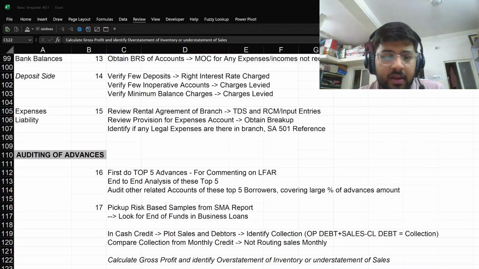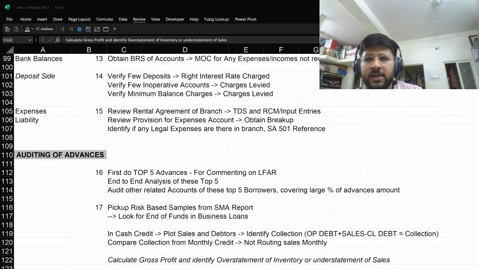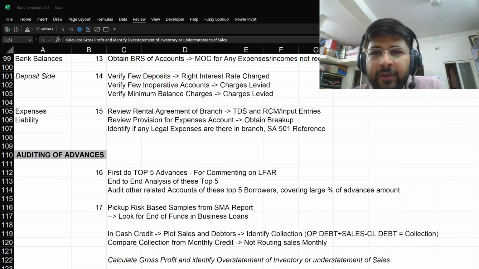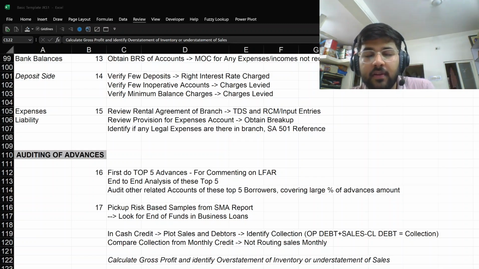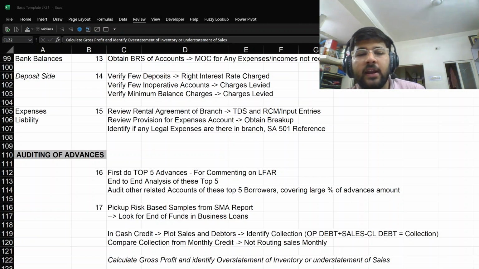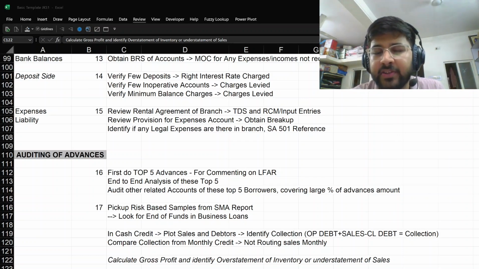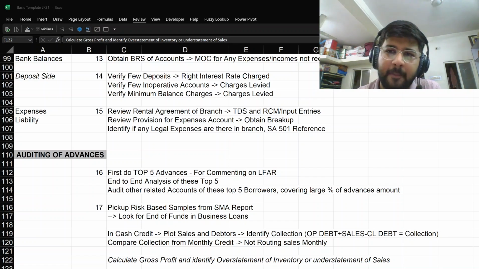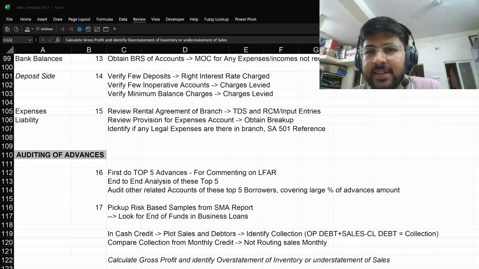Okay. And pick up samples from the SMA report and look for end user funds in business loans, whether the end user fund is right. You should obtain trail. In cash credit accounts, you should plot sales and debtors. You should calculate what is the expected collection amount using opening debtors minus closing debtors plus the sales during the month. That should give you the collection amount, and you can compare the collection amount.